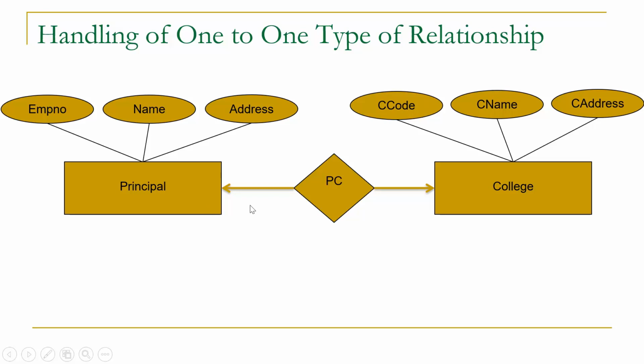The relationship between principal and college is one-to-one. It means that a principal can only administrate a maximum of one college, and for a given college there will be only one principal. So the relationship between principal and college is one-to-one. And in this session we are going to convert an ER diagram to tables having one-to-one type of relationship.